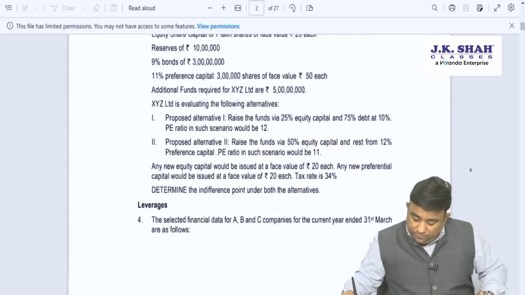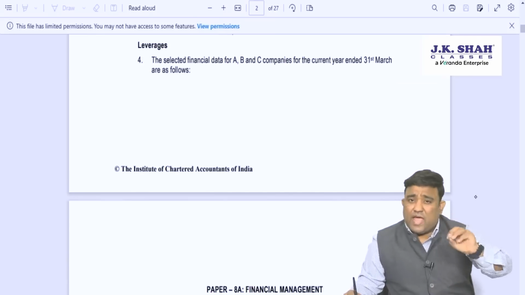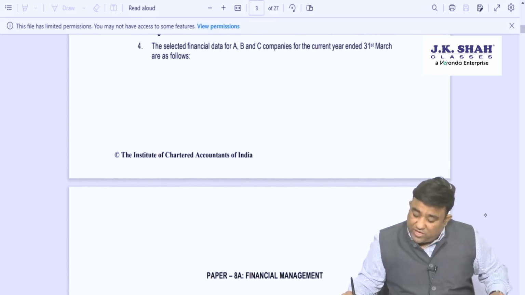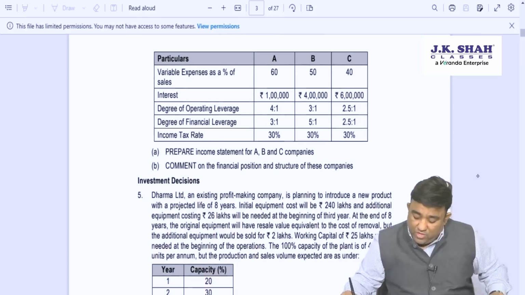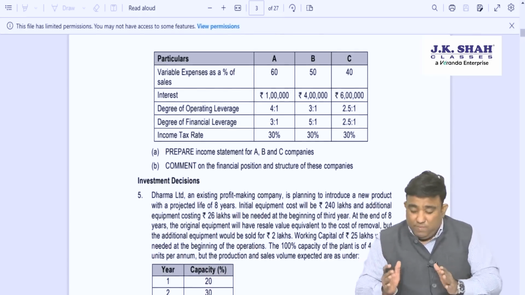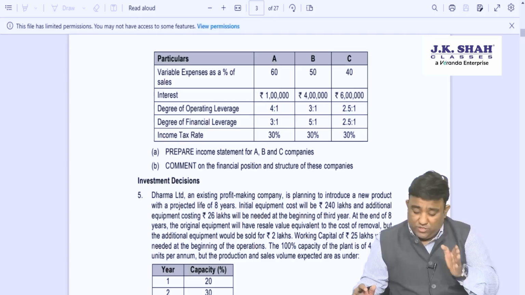Student, check out a very simple example. Compared to the previous stage, this is absolutely a cakewalk. The selected financial data for ABC for the current year 31st March is as follows. Student, 3 companies are given, A, B and C. Let us concentrate on A. B and C can be taken care of the way we are going to work on A.